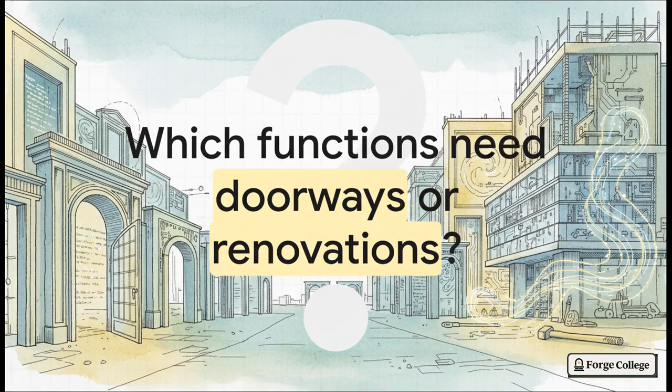So, I want to leave you with this question to chew on. In your current project, which functions need multiple doorways and which ones need a full renovation? Take a look at your code base today with this new mental model.